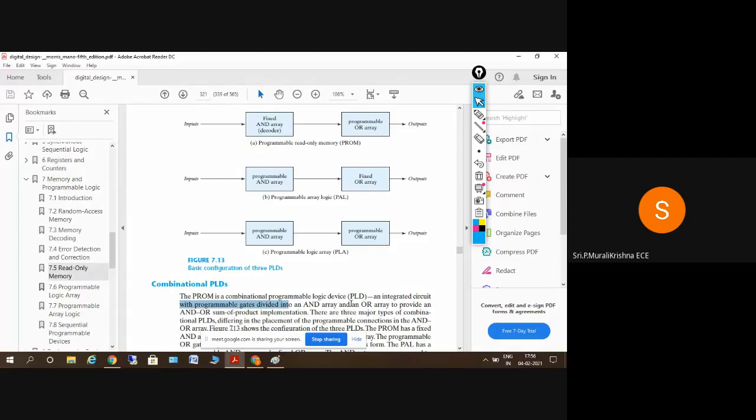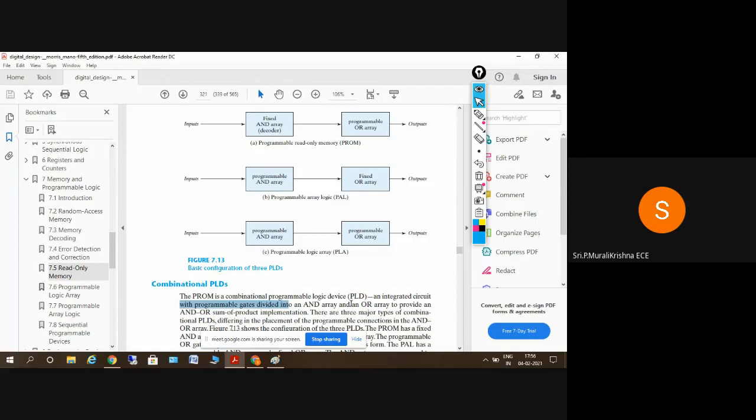Yeah, sir. You can check the structure of the decoder when you go to the decoder topic. When I'm constructing the decoder, the decoder consists of AND gates, and we are using OR gates for the output. So these PROMs or programmable logic devices will have some AND array and OR array. Array means a set of AND gates; OR array means a set of OR gates. Okay, so this is the AND array and OR array.